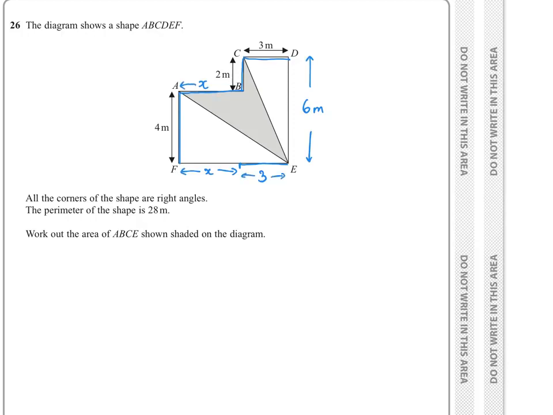Now, luckily for us, the question gives us a clue. It says the perimeter of the shape is 28 meters. So if we start from somewhere here and go clockwise round, we'll have 3 plus 6 plus 3 plus x plus 4 plus x plus 2. So that's going all the way round back to the beginning again. And that's going to be equal to 28. So let's simplify. It's 2x, 3, 6, 12, 16, 18.